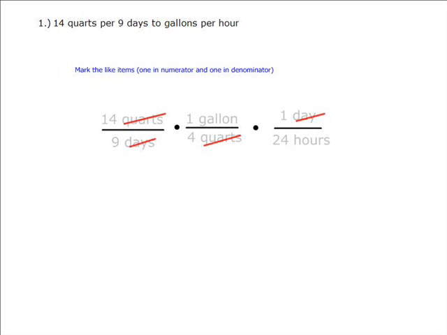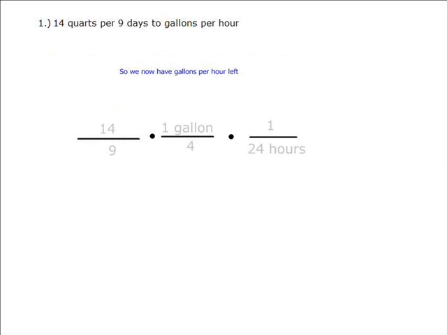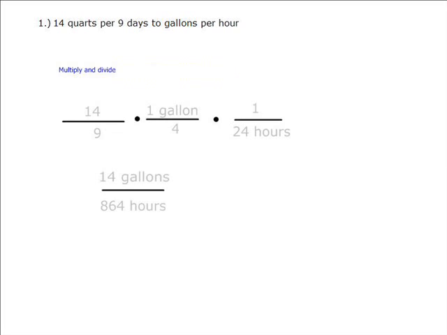Mark the like items, one in the numerator and one in the denominator, for each one. See the red marks below. Mark the like items, one in the numerator and one in the denominator, that match. In other words, cross out quarts over quarts and days over days, because quarts over quarts is 1, days over days is 1. Once we have canceled out all of the matching items, we now have just gallons per hour left. All we have to do now is multiply and divide.